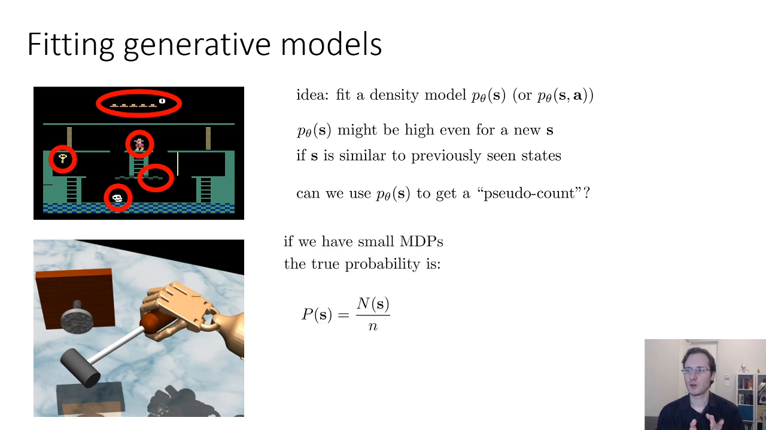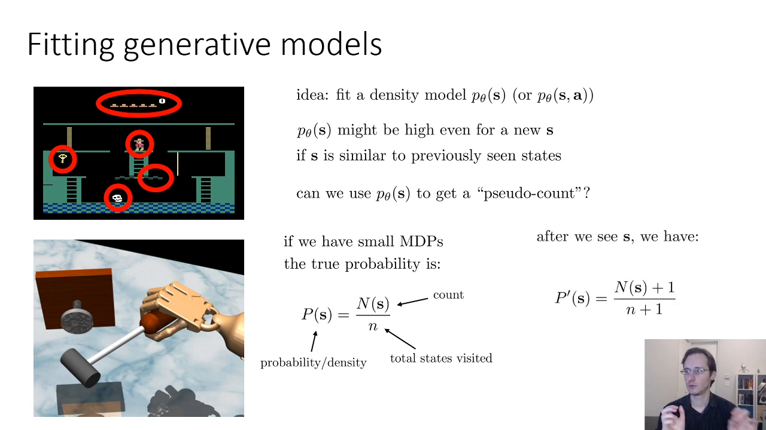So if you have a small MDP, where practical counting is doable, then the probability of a state is just the count on that state divided by the total number of states you've seen. So it's n of s divided by n. So the probability relates to the count and the total number of states you visited. Which means that after you see the state s, your new probability is the old count plus 1 divided by the old n plus 1.